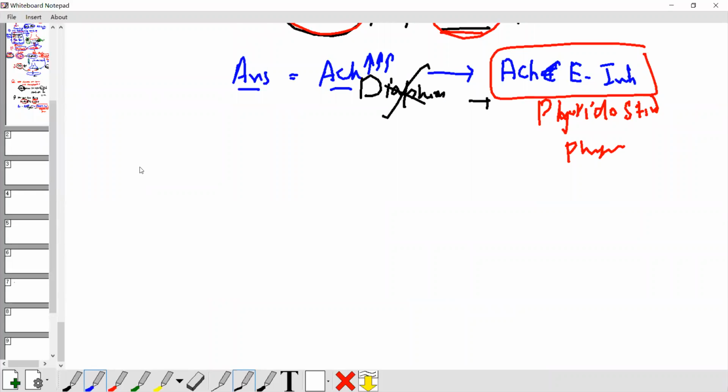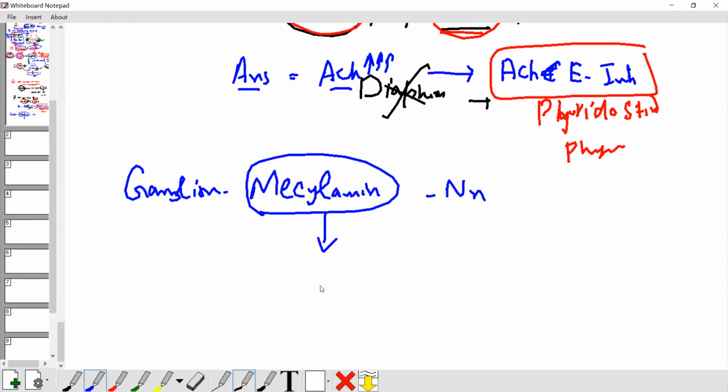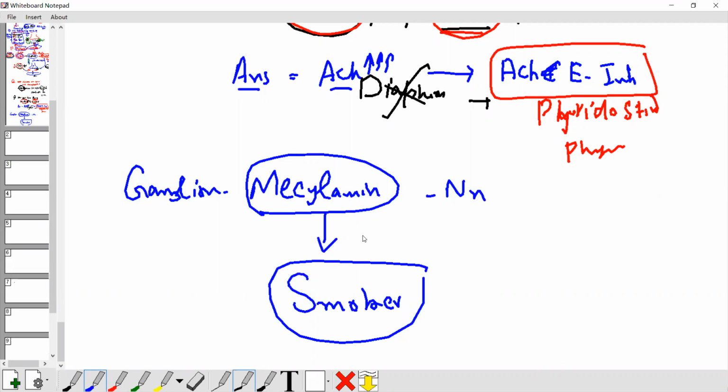The third group was ganglionic blockers. Very rarely used, mecamylamine. Mecamylamine is a ganglionic blocker for NN receptors. It is used in only one case, in smokers. If they want to quit smoking, to control the withdrawal effect, we use mecamylamine. It's a ganglionic blocker.